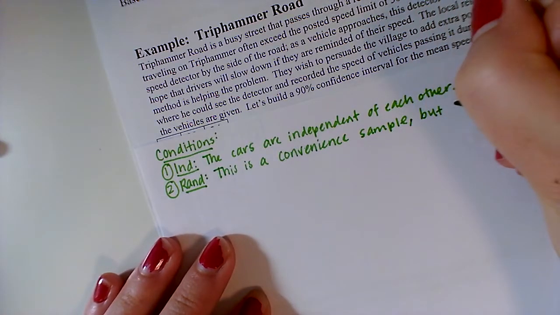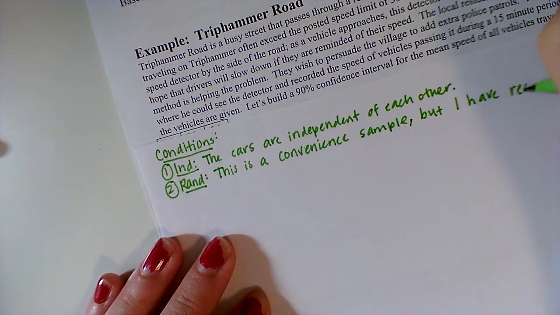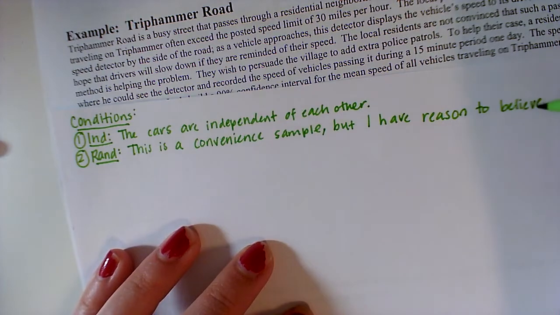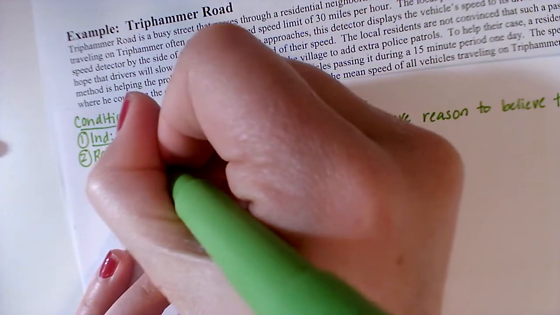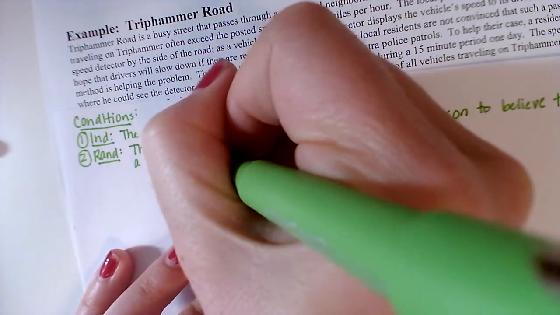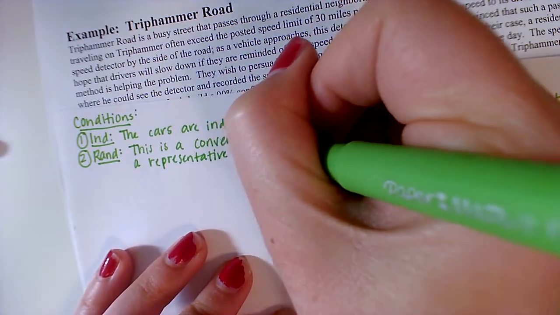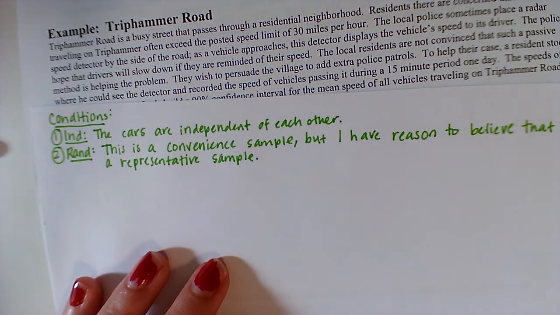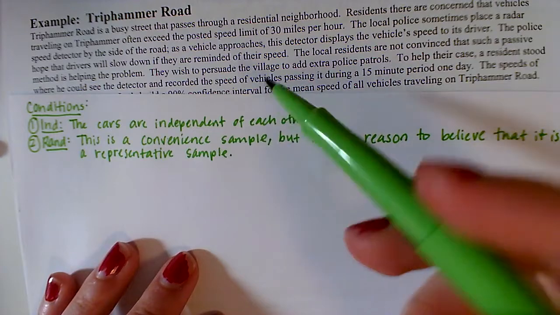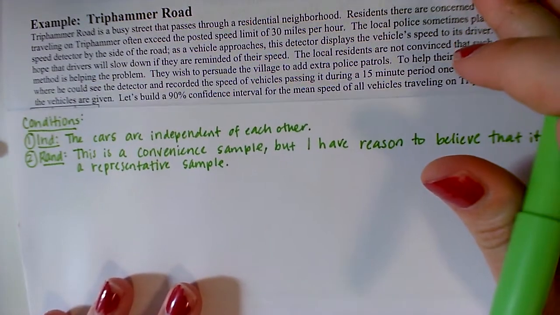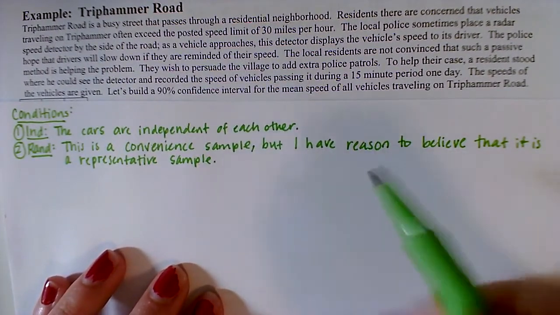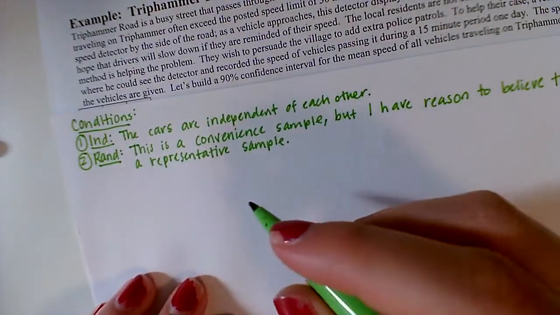But I have reason to believe that it is a representative sample. Let me talk a little about why I'm writing this. Here's the deal, okay? I have no reason to believe that these cars were necessarily trying to travel together or that they were all going to be a bunch of random speeders. We can safely assume that whatever cars pass by in 15 minutes are not going to be tampering with each other. So I have reason to believe that it's still a representative sample even if it wasn't randomly selected.